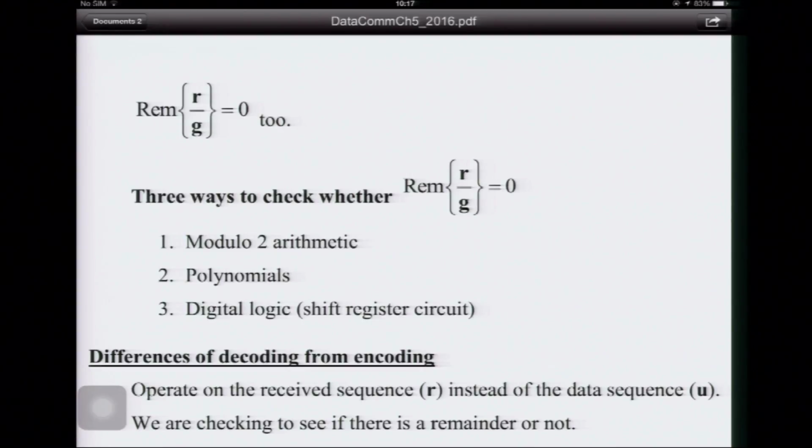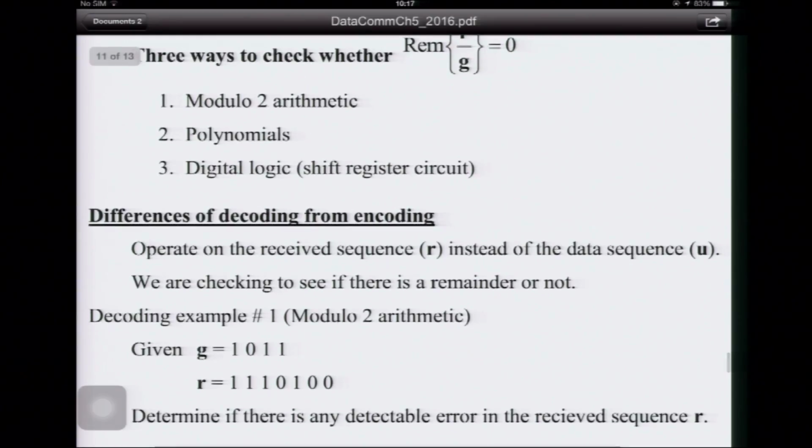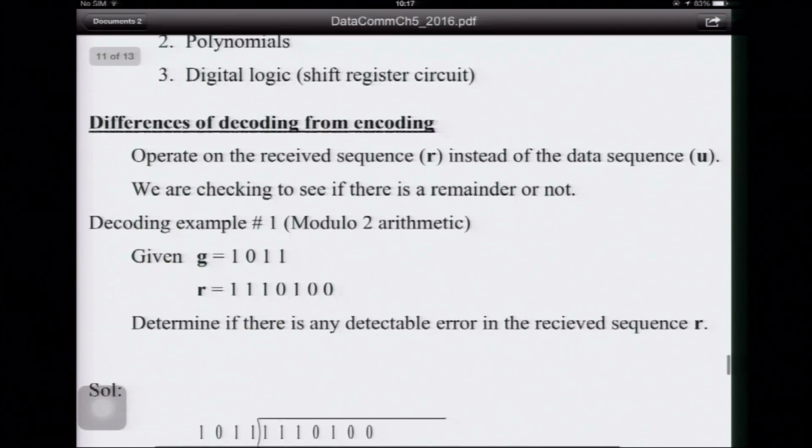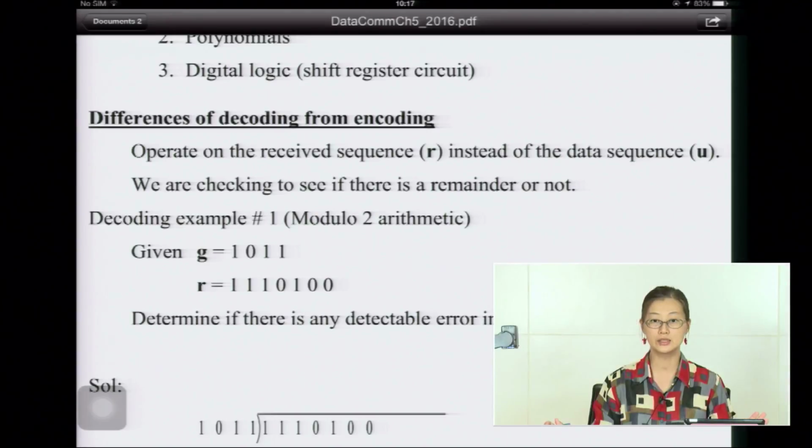Now, there are 3 ways to check whether the remainder of R divided by G is 0 or not. The first one is modular 2 arithmetic. The second one is polynomials. The third one is digital logic or a shift register circuit. These are the 3 methods as has been done in the encoding part, okay? Now let's look at the difference between the decoding and the encoding. First, we will operate on the received sequence R instead of the data sequence U, okay? So instead of putting U in to find the frame check sequence, we will put R in and find whether it is divisible by G or not, okay?